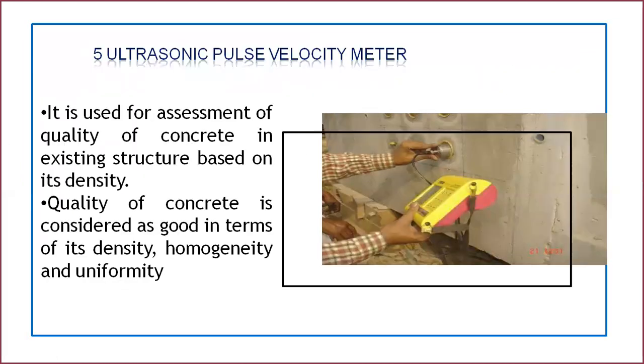Next, the ultrasonic pulse velocity meter is utilized in the case of railway stations for assessment of the quality of concrete in already existing structures, and even for finding the entire internal structure, based on its density. So density, that is, the resistance with respect to its weight under pressurized conditions, can be monitored with respect to the quality of concrete, and its homogeneity and uniformity upon manufacturing can be examined.